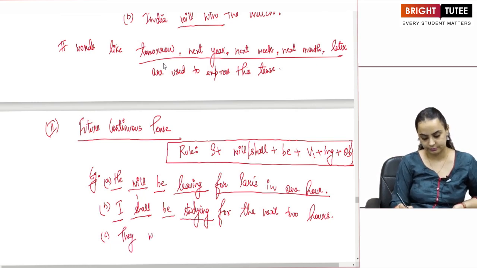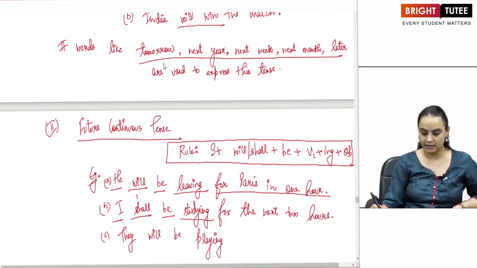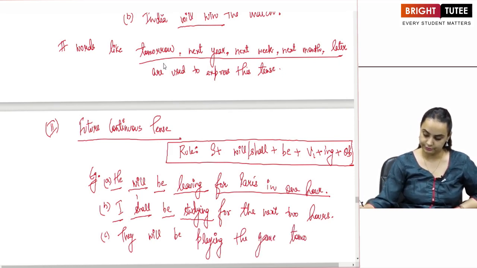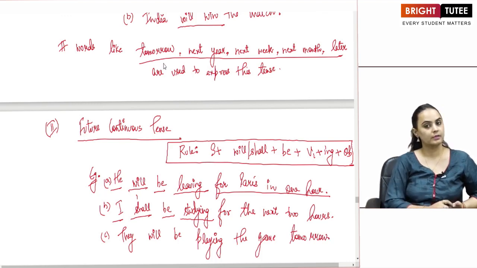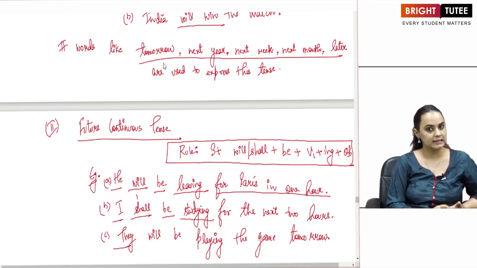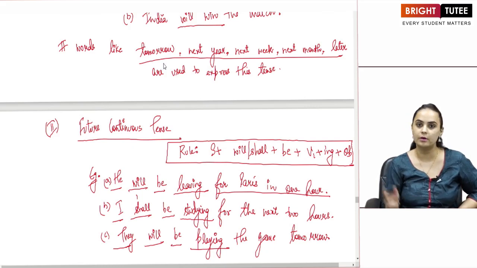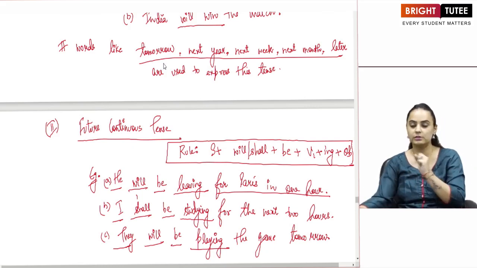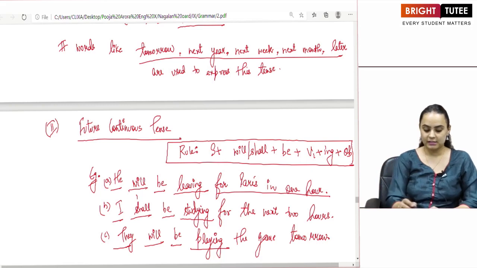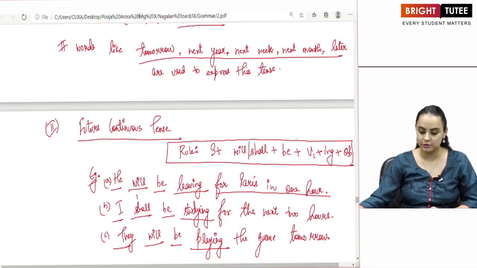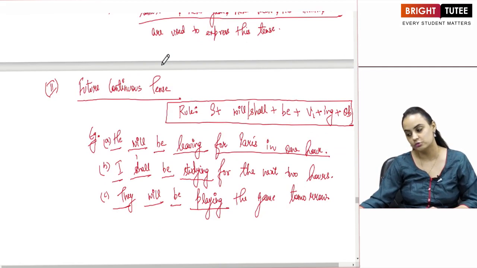They will be playing the game tomorrow. This is my subject. With they, we always use will. So will plus be plus the ing form of the verb and my object. So they will be playing the game tomorrow. So this is how we make a sentence using the rule of the future continuous tense.